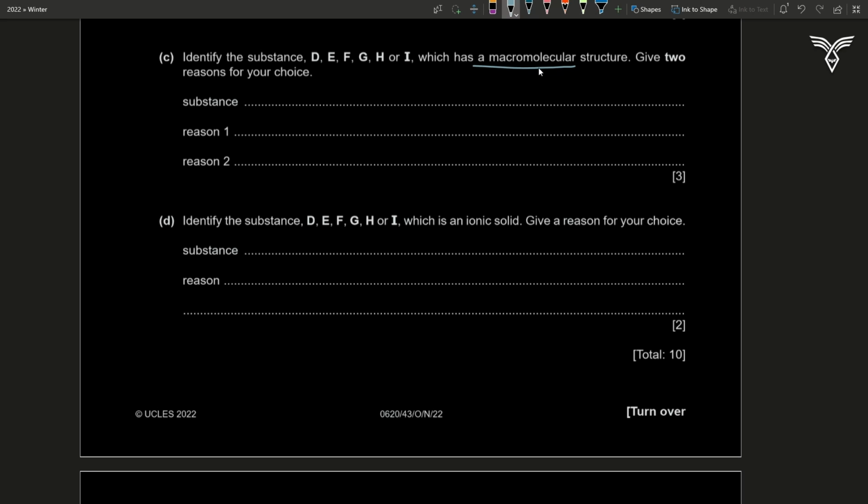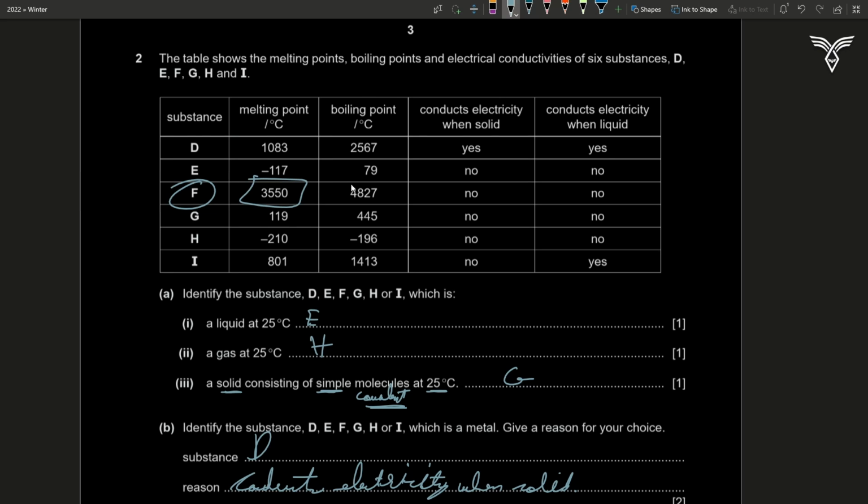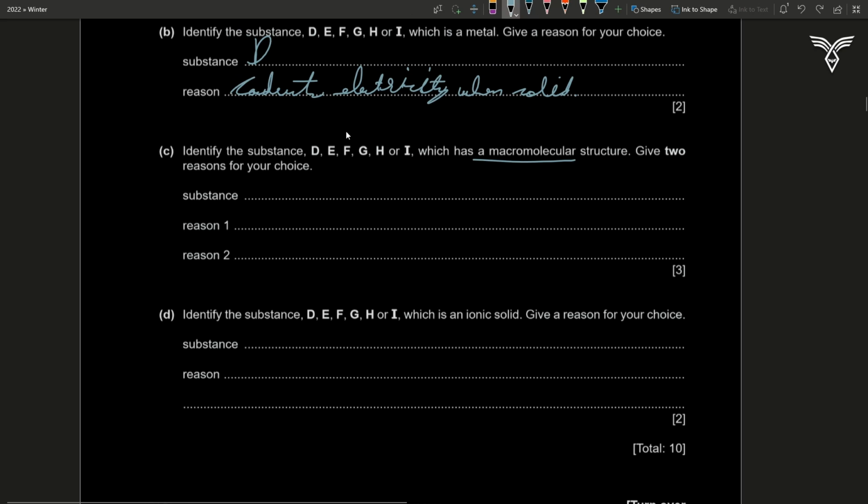طيب part C identify the substance D, E, F, G, H or I which has a macromolecular structure. دي حاجة احنا عملناها من شوية. Give two reasons for your choice. الماكرومولكيولار structure اللي هو الجاينت covalent. احنا اتكلمنا على F. F has a possibly giant molecular structure. ليه؟ عشان عندها high melting point و high boiling point but ما بتعملش conduct ل electricity whatsoever. And the main reason is because it doesn't when it's solid. بس هما ال combination of properties في ال element ده هي اللي خلتنا نختاره. So F is your answer.